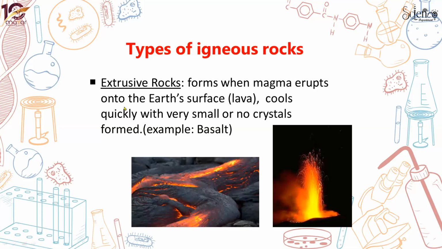Again, extrusive, so extruded on the surface. It means crystallization is happening quickly. There is no time to form crystals. So we have either very small crystals or no crystals at all. And this type, again, happens if I have a volcanic eruption like here, or if I have just lava movement.